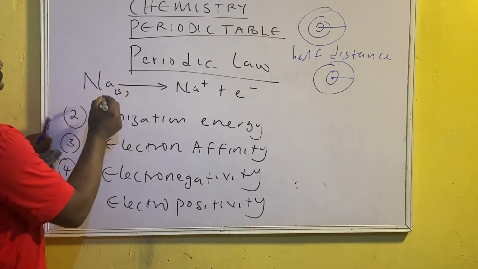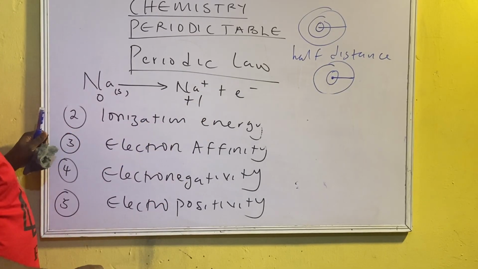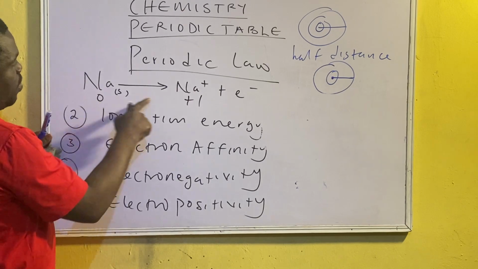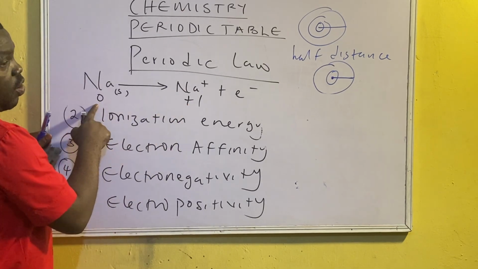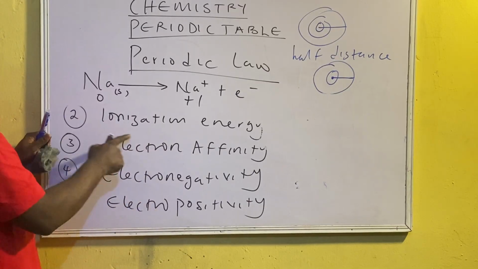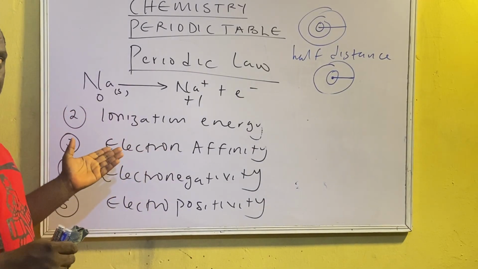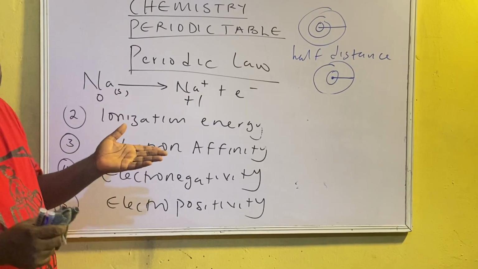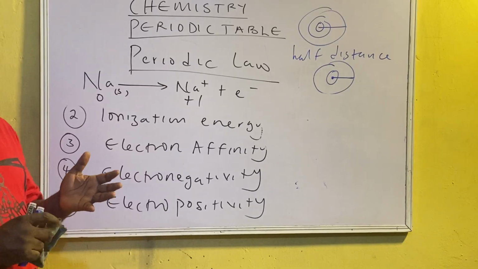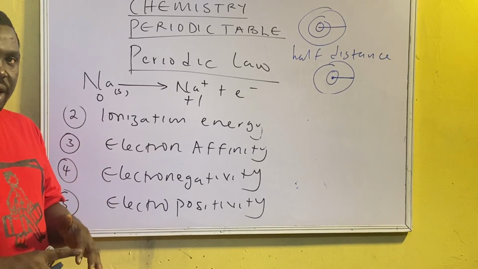How do you know there's a loss here? The oxidation state of this is 0. The oxidation state of this is what? 1. So if you look at it now, it increases from 0 to +1, and that's what we call oxidation. And what is oxidation? Loss of electron. And that loss of electron is ionization energy. I've said a lot of things just now. So ionization energy basically is a loss of electron. You need to know that. So there's what we call the first ionization, the second ionization, and the third ionization.